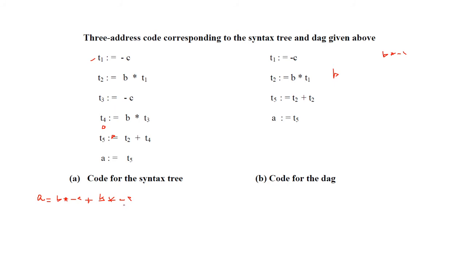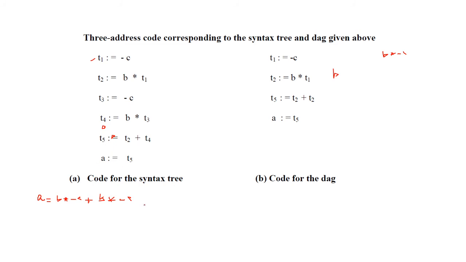Similarly, for this minus c, again one more temporary variable can be used, t3 equal to minus c. Now this again can be multiplied with b. So b into t3 is assigned to t4. Now these two should be added. The previous result was in T2, now in T4. So T2 plus T4 can be added and assigned to T5. Now this final result T5 can be assigned to A. This is the way we can represent the 3 address code for the given expression.